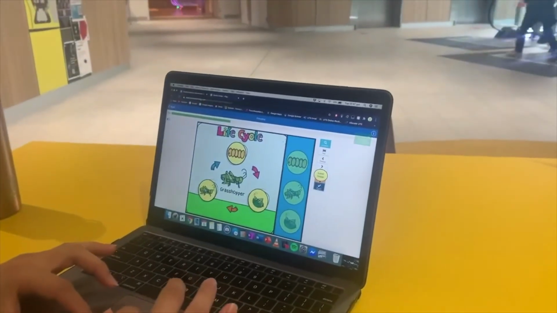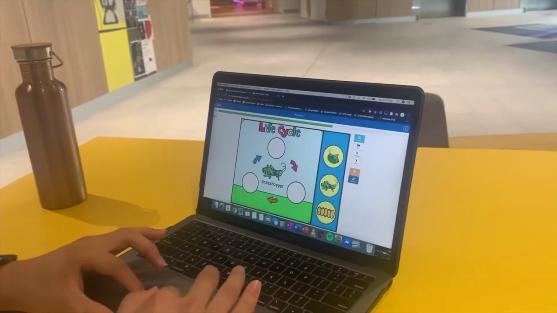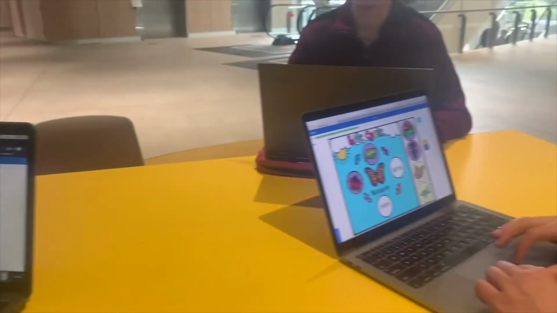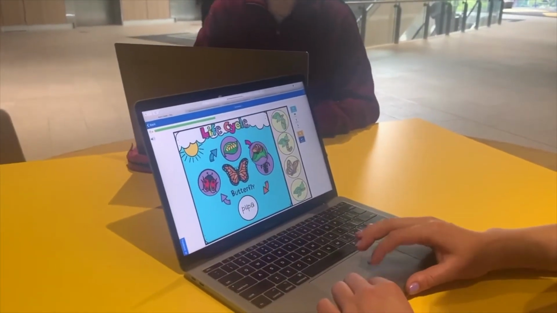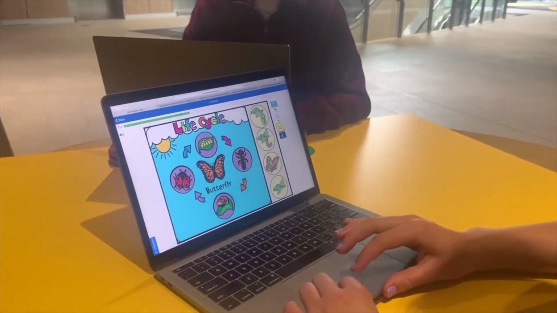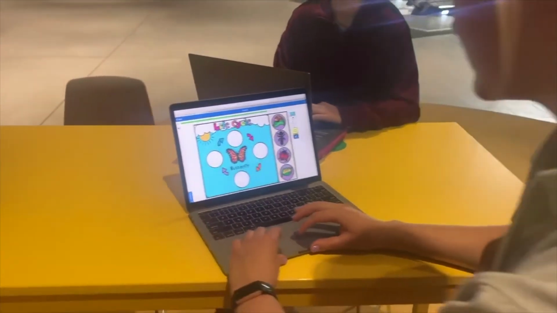For the sake of this example, we have chosen the life cycle of 3 different animals, including the frog, the grasshopper, and the butterfly. We chose these 3 as we then have a representation from the air, the land, and the water.